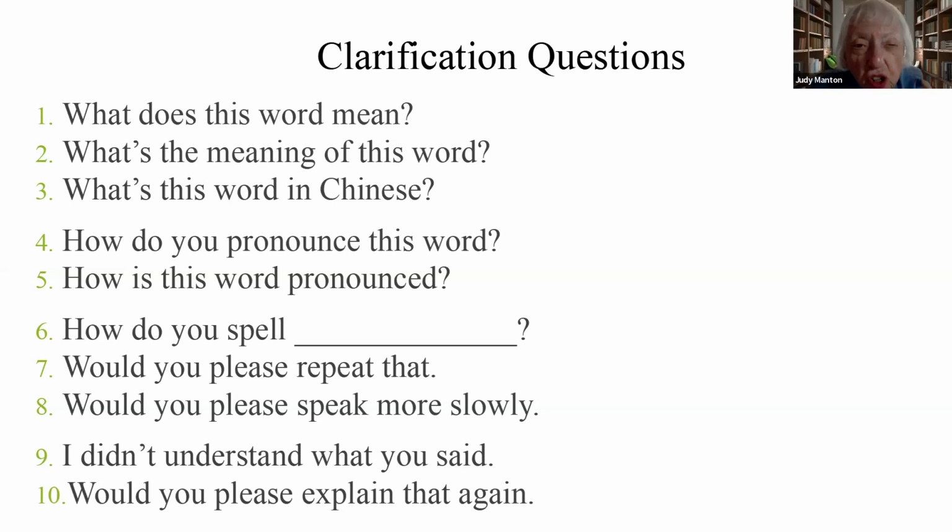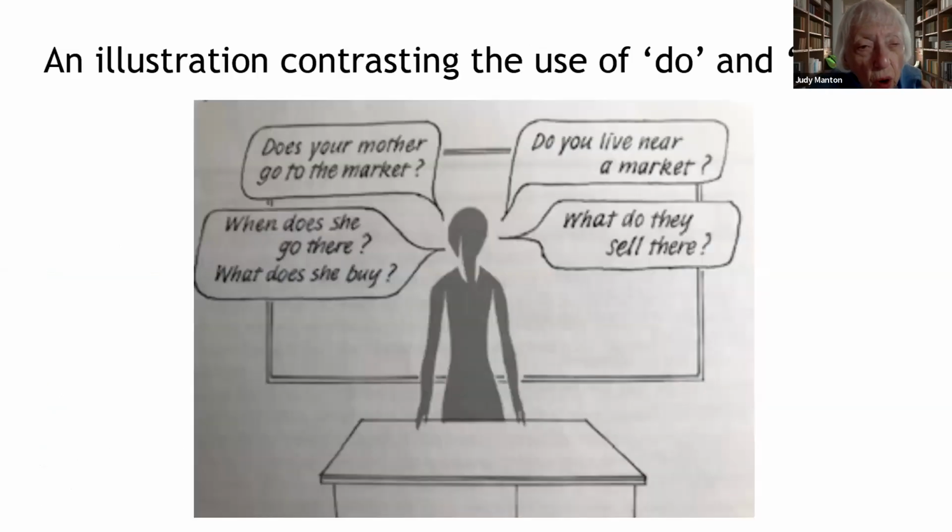Here's an illustration contrasting the use of do and does. Does your mother go to the market? My voice went up. When does she go there? What does she buy? Do you live near a market? What do they sell there?